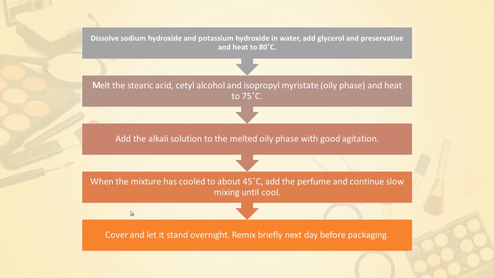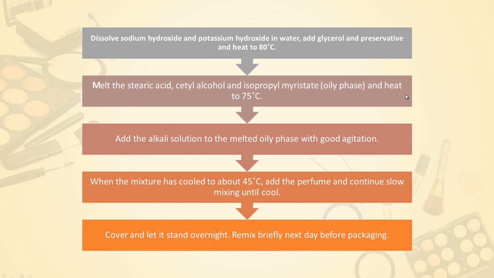Now, let us see the procedure of vanishing cream. What is the procedure? Dissolve the sodium hydroxide and potassium hydroxide in water, add glycerol and preservative and heat it to 80 degree centigrade. In another vessel, melt the stearic acid, cetyl alcohol and isopropyl myristate. This makes the oil phase; heat it to 75 degree centigrade.